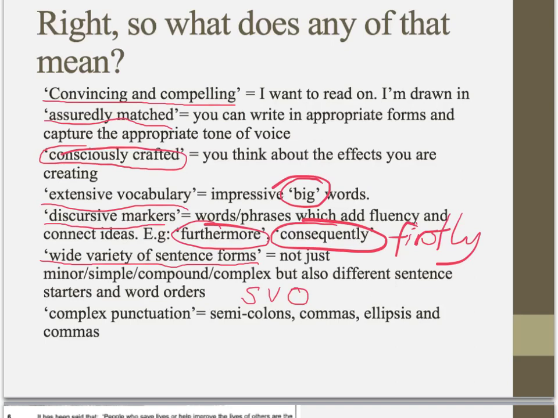And complex and successful punctuation, right? We don't want to just be seeing full stops and exclamation marks. So semicolons used, commas, ellipsis. For some reason I put commas twice. That's how important it is.